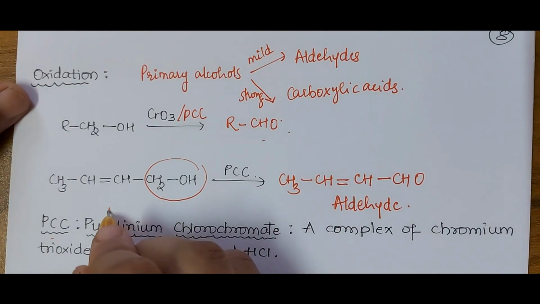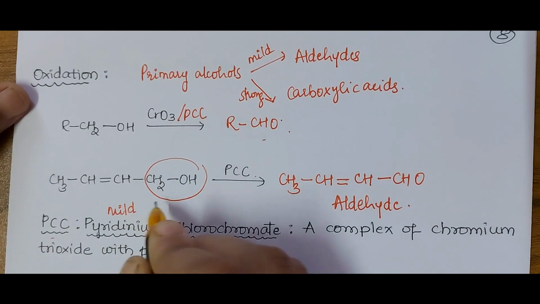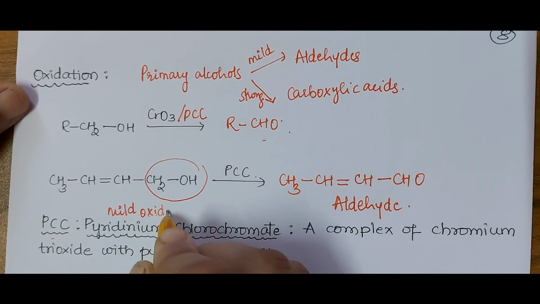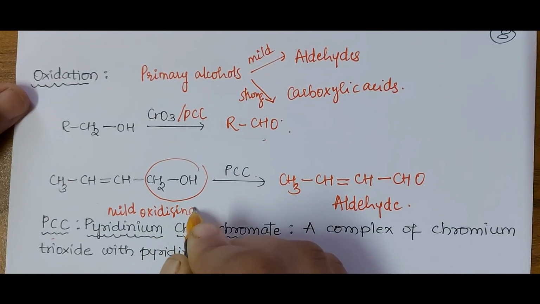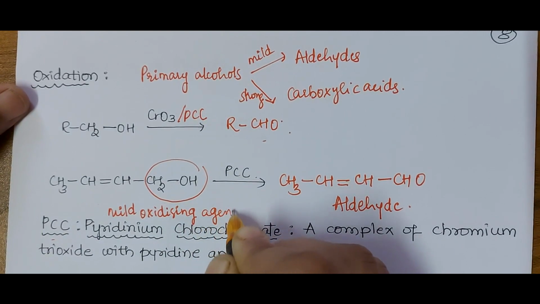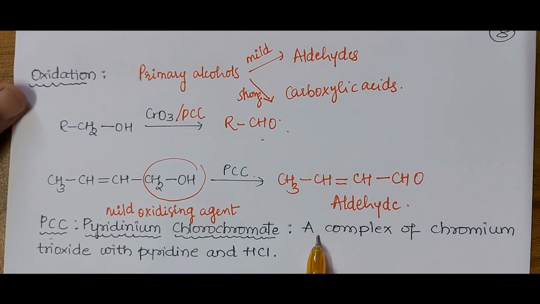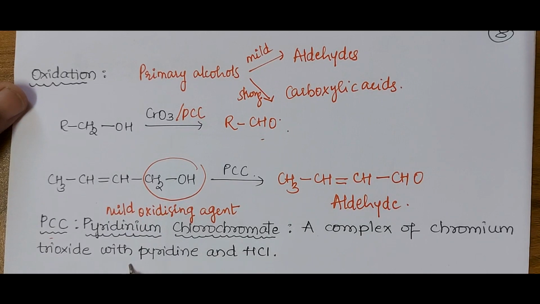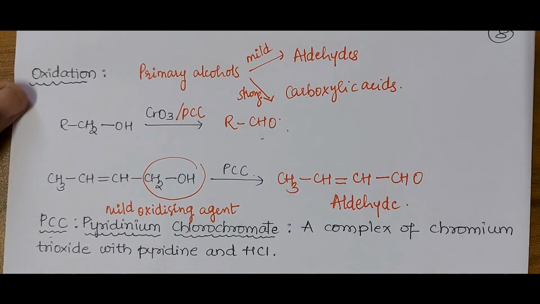What is PCC? You may get this as a question for 1 mark. It is a mild oxidizing agent. PCC is named pyridinium chlorochromate. And what is this pyridinium chlorochromate? It is a complex of chromium trioxide with pyridine and HCl.